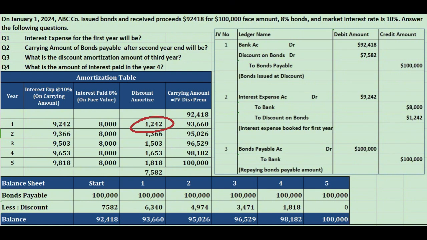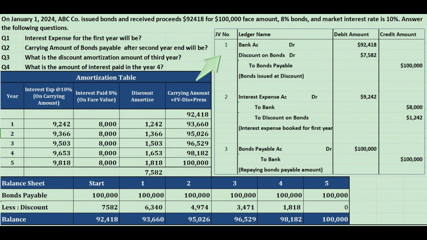Discount amortization of $1,242 will be added to carrying amount of bonds, and in this way carrying amount of bonds will reach its face value of $100,000 at the end of the period. So finally company will pay $100,000 to the bond holders. You can see balance sheet disclosure in which carrying amount less discount is shown. Each year discount will be amortized and reduced, and carrying amount of bonds payable will increase and reach face value $100,000. You can see the journal entries beside the table.